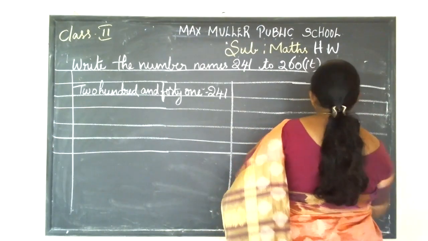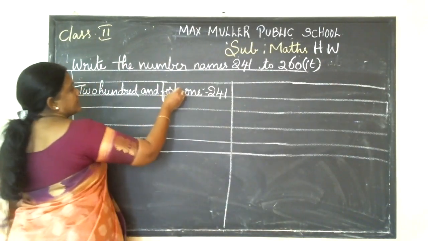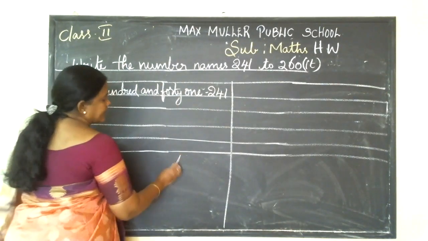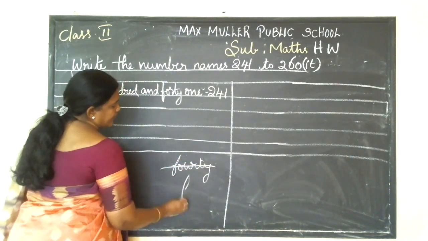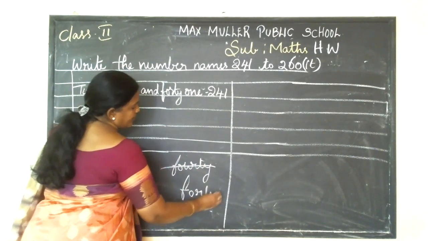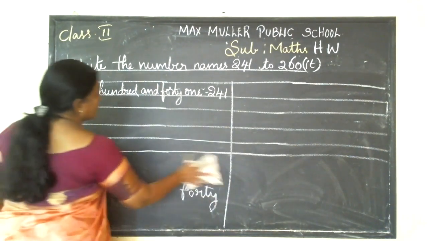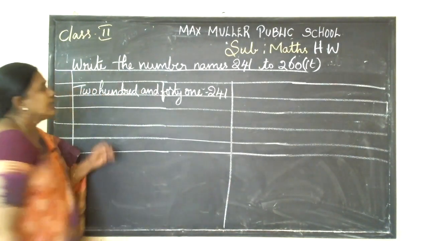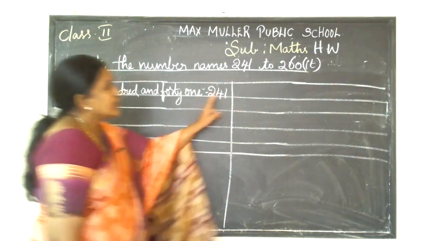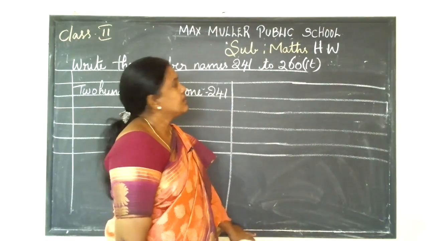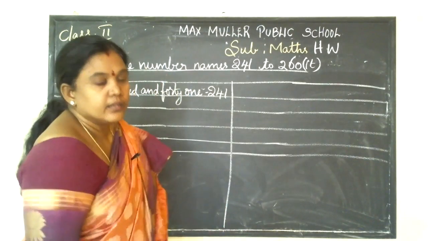Write neatly without spelling mistakes. You see, so many children are doing for 40, you are writing spelling FOURTY. That is wrong, children. You want to write FORTY. 40. Understood? You want to write FORTY. See, 241 to here 250. This side 251 to 260. You want to finish it in one page only. Understood, children? Thank you, children.